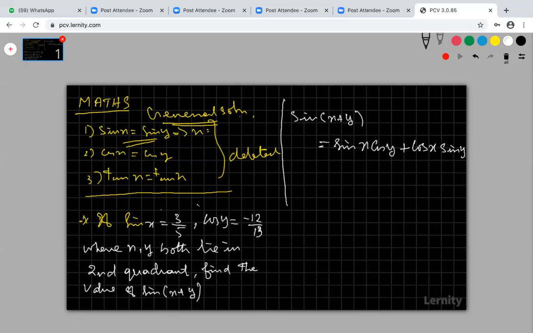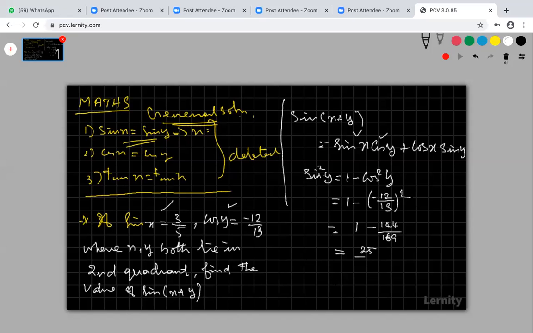But here sin x is given, cos y is given. I don't know about cos x, I don't know about sin y, so I have to find out. I want sin y, so sin square y is equal to 1 minus cos square y. My cos y is minus 12 by 13, the whole square. So 1 minus 144 by 169. This is 169 minus 144, 25 by 169. This is sin square y.